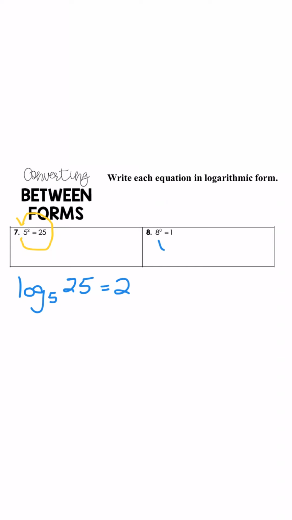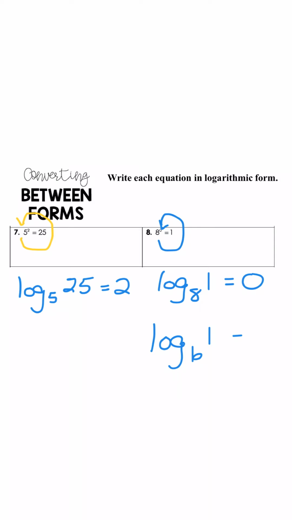Here we would have log base 8 of 1 equals 0. And this is an exponential rule, as I'm kind of reviewing on this. Anytime you have log base any number, I'm just going to call it b, of 1, it's always going to equal 0, because any number to the 0 power actually equals 1.